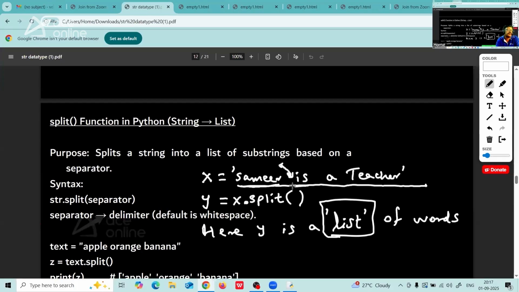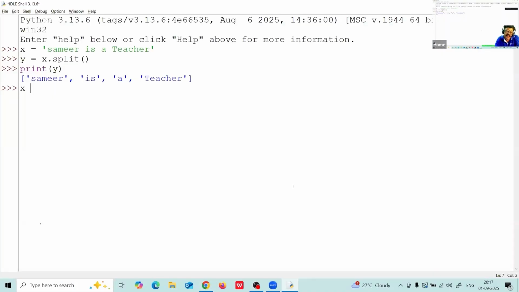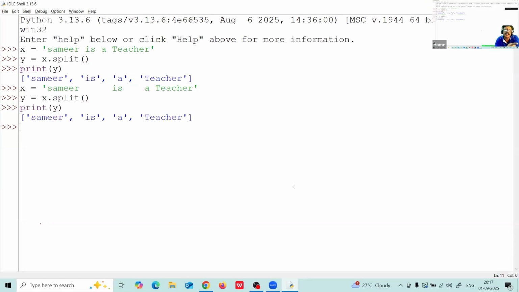Okay, let's try something. Suppose I have x is equal to same sentence, Samir, 1, 2, 3, 4, 5, 6, 6 spaces I have. Then is, 1, 2, 3, 4, 4 spaces. Then 1 space. Then teacher. I want to split this. So I'll give y is equal to x dot split. Any variable would do. I'm using y again. You could have written z is equal to x dot split. So you know y will be a list. Let's try to figure out what is y. Look, it is still the same.